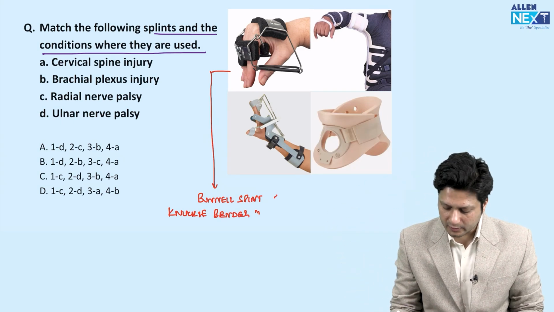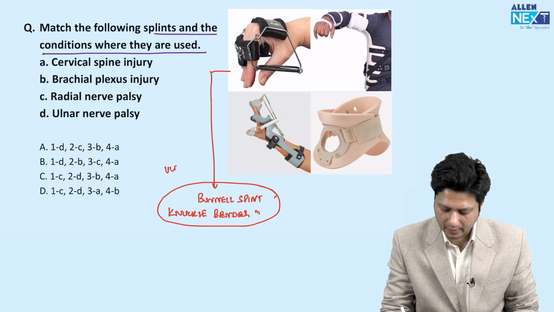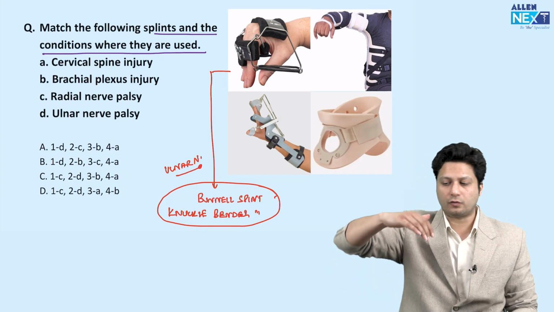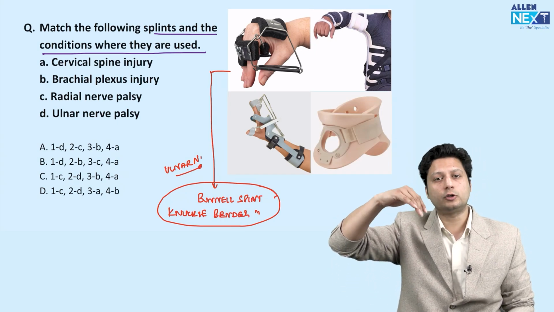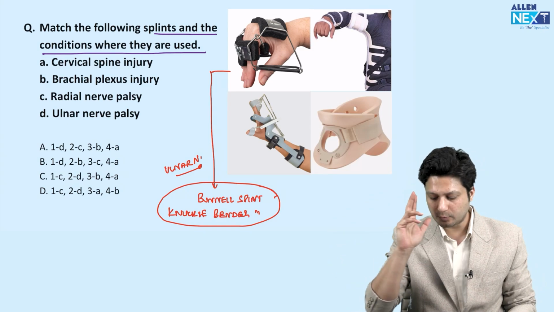All of you know that the indication for the knuckle bender splint is ulnar nerve injury, because ulnar nerve injury will result in the failure of lumbricals, as a result of which there will be a progressive claw. In order to prevent this claw hand deformity, it is immobilized in a knuckle bender splint. That is point number 1.